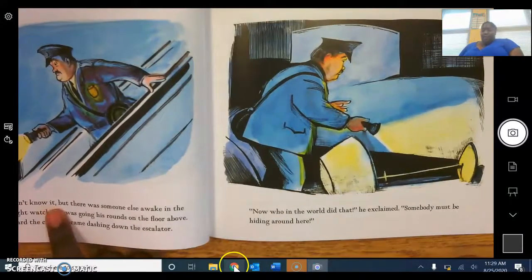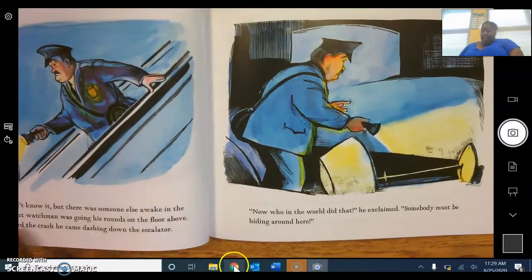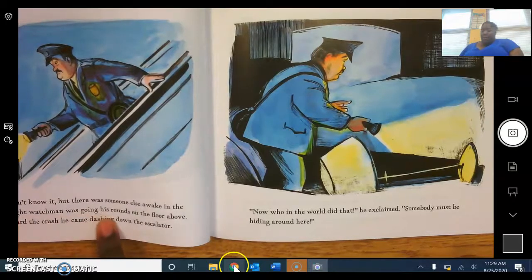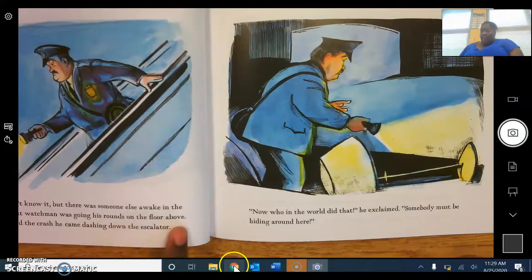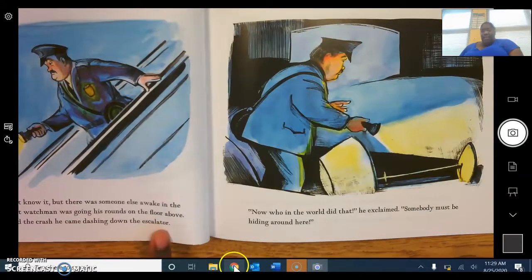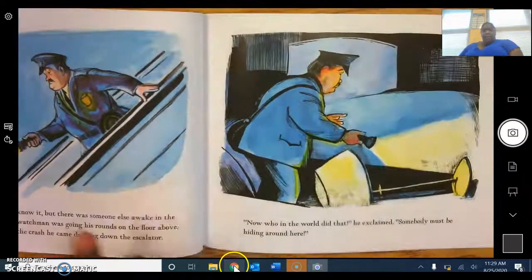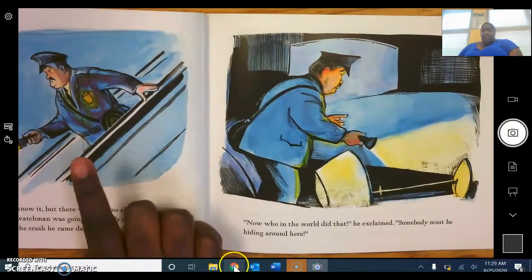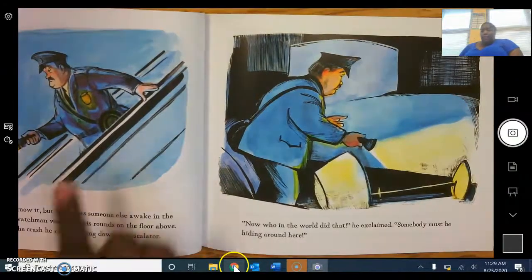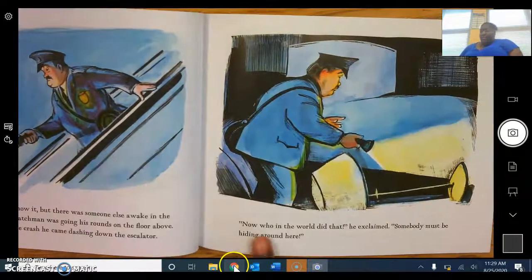Corduroy didn't know it, but there was someone else awake in the store. The night watchman was going his rounds on the floor above. When he heard the crash, he came dashing down the escalator. So in the mall, here we have a new character coming in. It's the person that watches over the mall at night. And so this is our new character coming into the story.